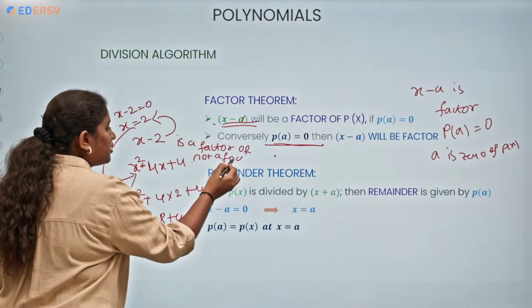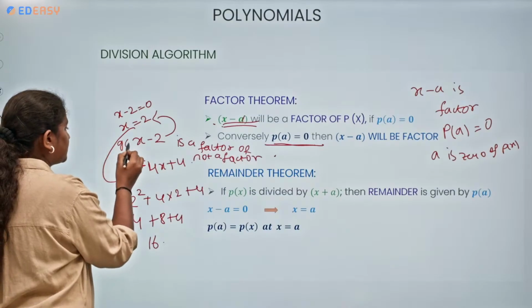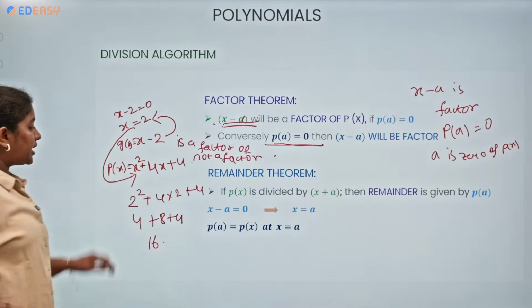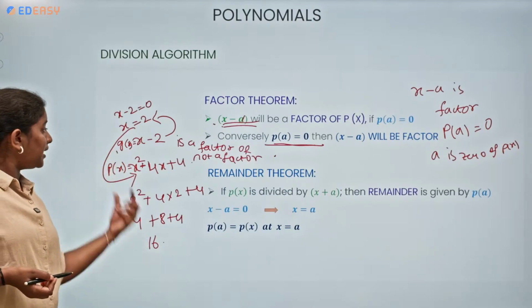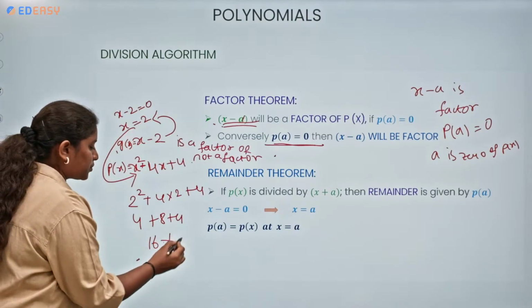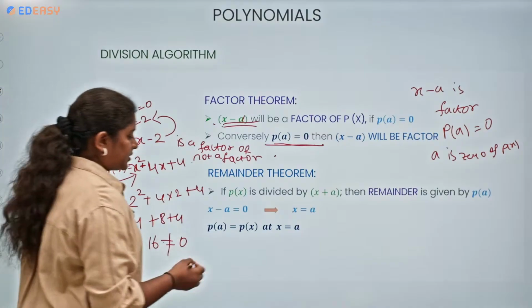Okay, not a factor. Consider this is your g of x and this is your p of x. So we can say that g of x is not a factor of p of x because I didn't get my p of a value as 0. This is not equal to 0, right? Understood everyone?